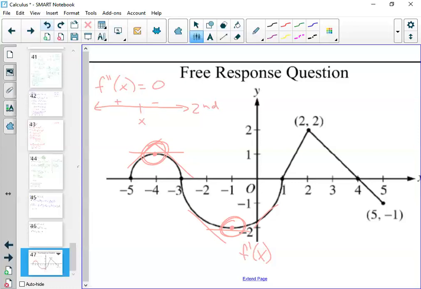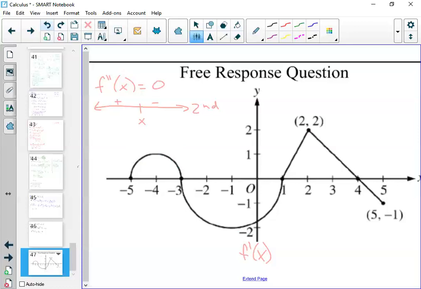So yes, if you were looking at a graph of f, just regular f, most of your first guesses would probably be correct. This would be an inflection point. But we're not looking at f, we're looking at f prime, and so that's why things are different.